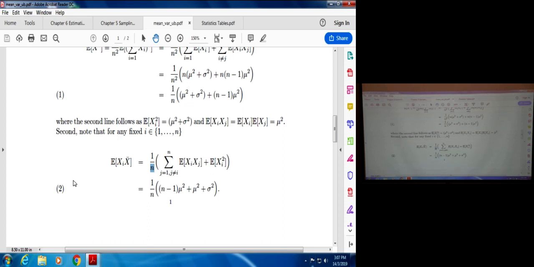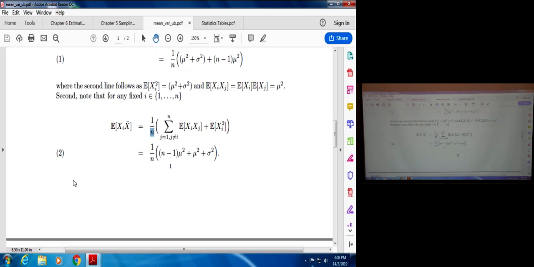When I have j not equal to i, then this is the sum over all j not equal to i of the expected value of xi times xj. But if j is equal to i in the summation, I get xi times xi, so I get the expected value of xi squared. Okay, this quantity, we've already worked it out, is mu squared. So there are n minus 1 of these, so I get (n minus 1) mu squared. And this one we've already worked out. It's mu squared plus sigma squared. So this expression is 1 over n times ((n minus 1) mu squared plus mu squared plus sigma squared). Well, we'll just leave it like that.